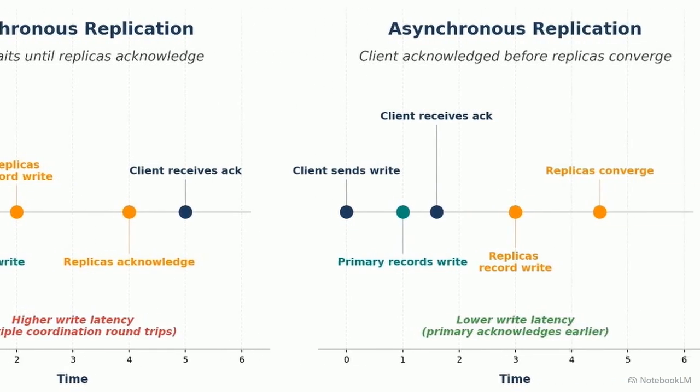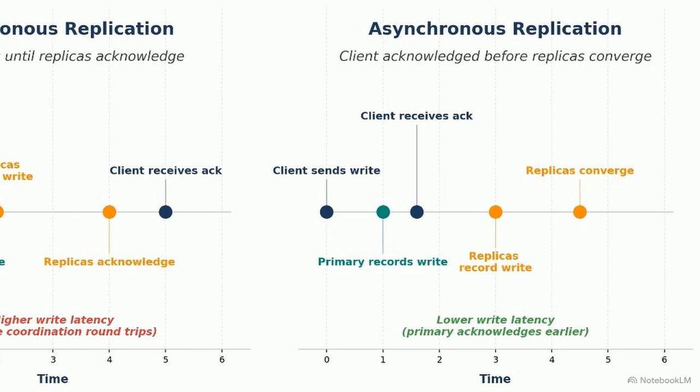Now compare that to the write timeline showing asynchronous replication. This is more like posting a message in a group chat and immediately moving on. The primary database acknowledges the client as soon as it stores the write locally, and the replicas catch up in the background. It saves energy and lowers write latency, but you risk brief periods where the replicas hold stale data.